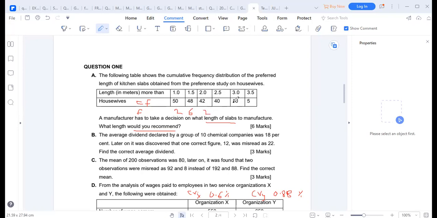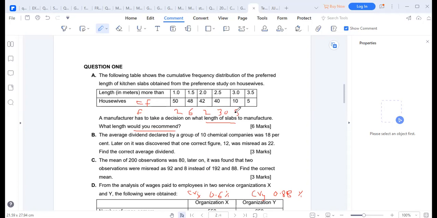40 minus 10, what do we get? 30. And finally, 10 minus 5. 5. Okay.